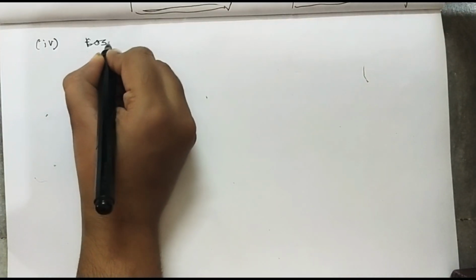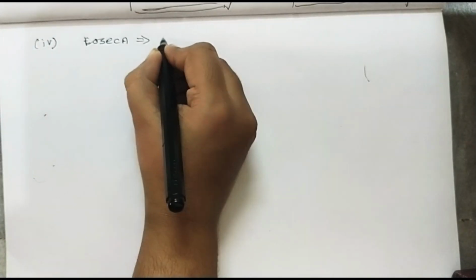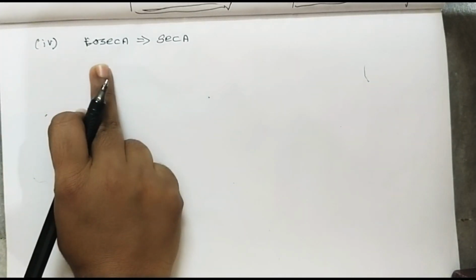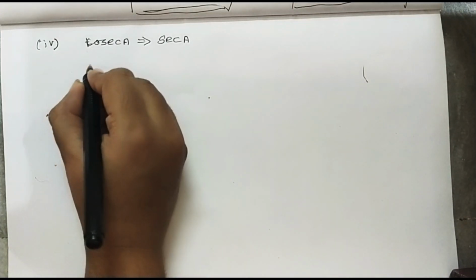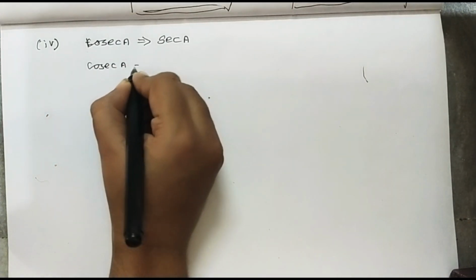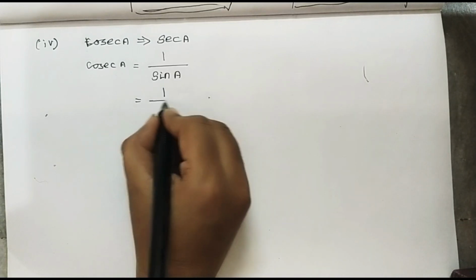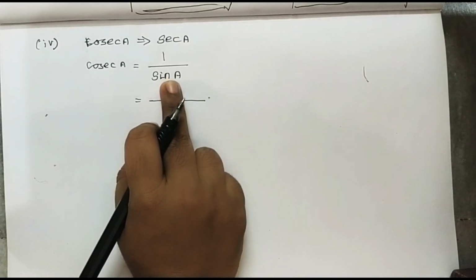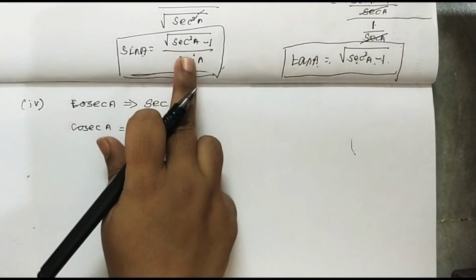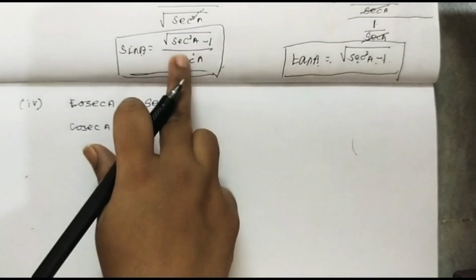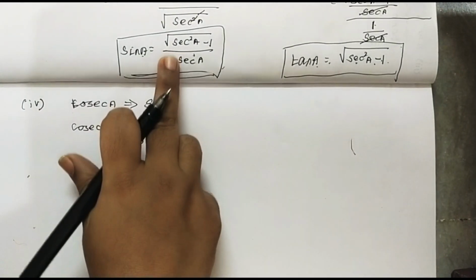The next one, the fourth one, cosecant A we have to change as secant A. Already we know very well cosecant A is the reciprocal of sin A, 1 divided by sin A. So 1 in the numerator and sin A in the denominator. The sin A we already found, so we can use it here; the reciprocal we have to consider.